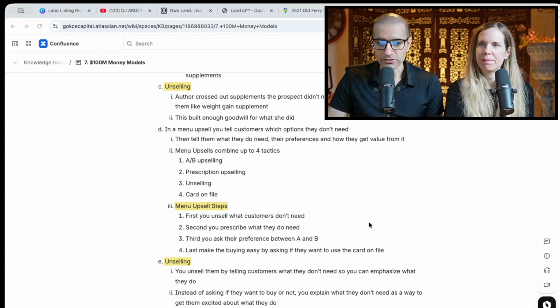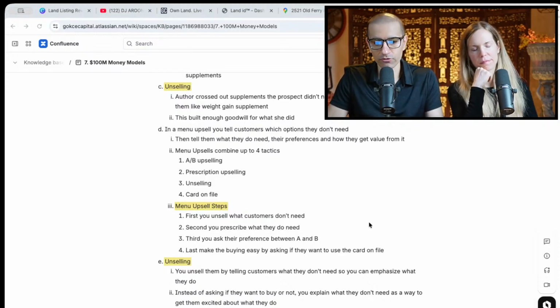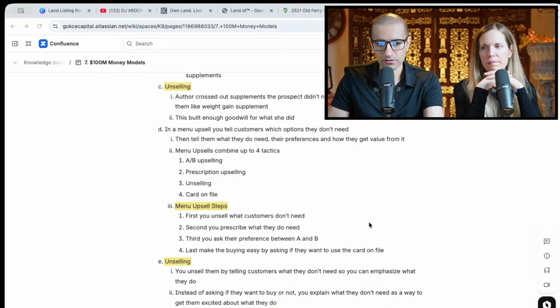Unselling. The author crossed out supplements the prospect did not need, explaining why she wouldn't need them, and then built enough goodwill. We should definitely do this when doing upsells. This is one of my favorite strategies, I learned it a while back.